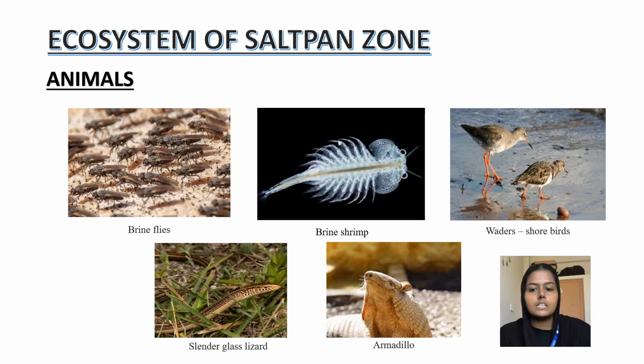Next, coming to the animals in the salt pan ecosystem, there is a wide variety of animals, including brine flies, brine shrimps, waders, which are nothing but shorebirds, slender glass lizards, armadillos. Besides these, there are animals like antelopes, flamingos, and deer, which also live in this salt pan zone. The main reason why I have mentioned these five organisms is that they show some modification to be able to survive in these areas, whereas the other higher mammals do not show very significant adaptations to this salt zone.